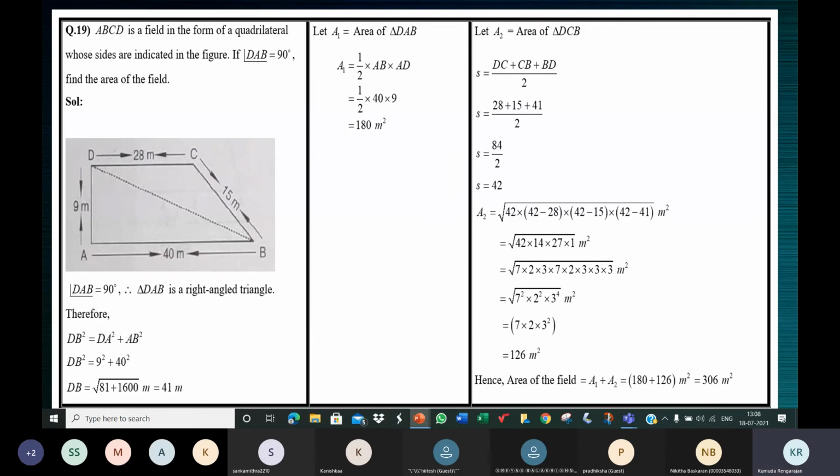Yes, we have done a similar one earlier. You can find the area of the right triangle using half base into height. Then the other triangle using Heron's formula. But to use Heron's formula in this triangle, we need to know the length of the side DB. So that we find using Pythagoras theorem in this right triangle. That's why we find DB.